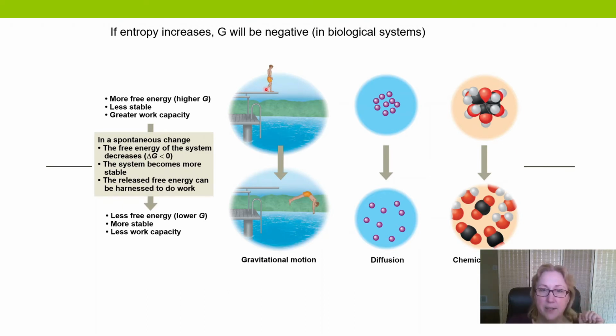He had to climb a ladder. So he has some stored potential energy. When he jumps, now he has kinetic energy of motion, thanks to the energy that he input to get up there. That's potential energy. So the change in energy here is going to be negative, and entropy is going to increase.